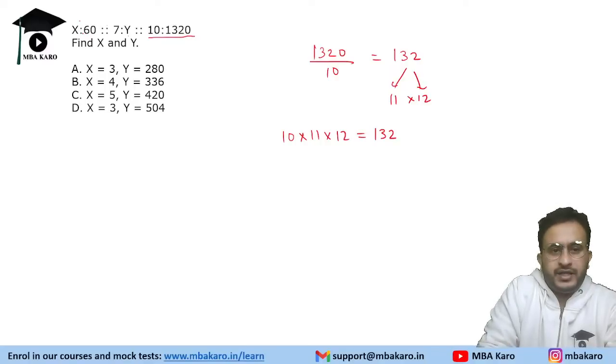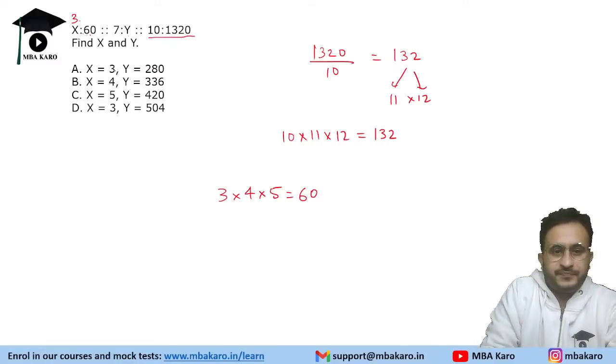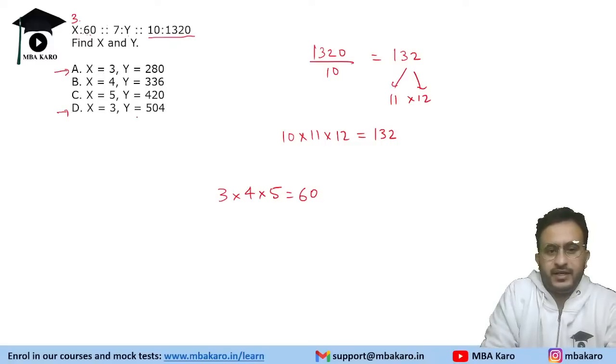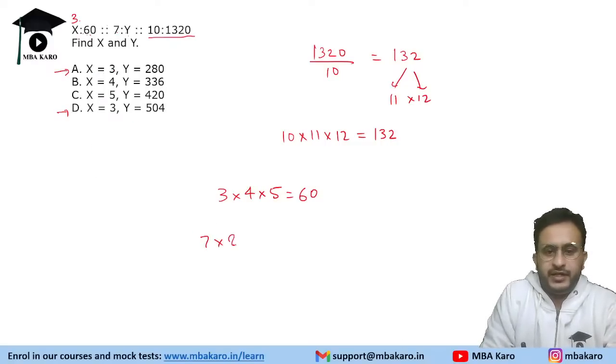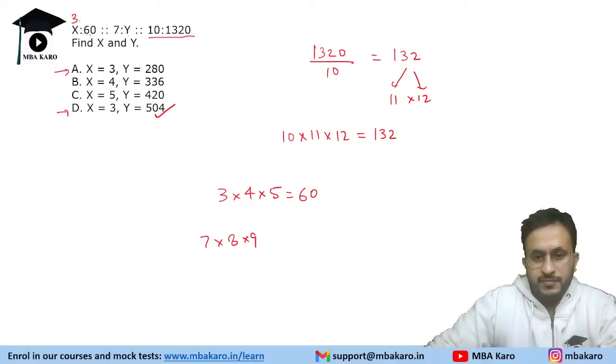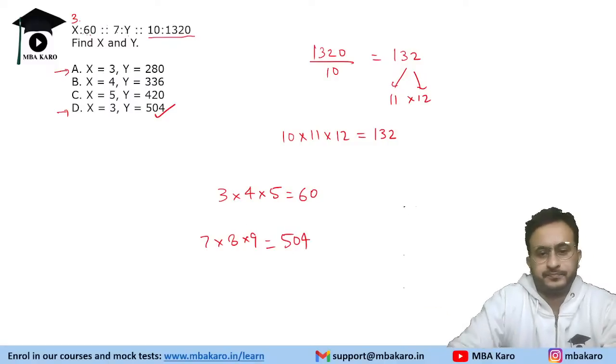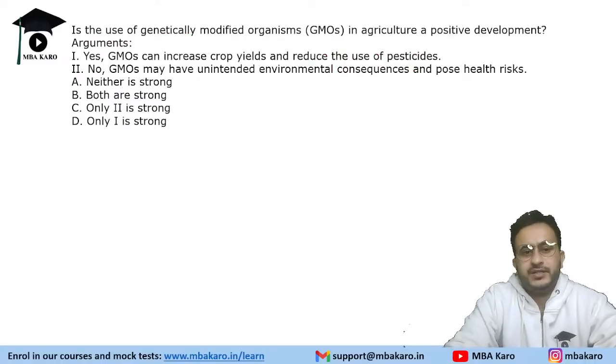Now if you see x as 360, 3 into 4 into 5 is 60. So can we have x as 3? Yes, then x is 3, and there are two options for y. So y should be 7 into 8 into 9, which is 504. It has to be three consecutive numbers multiplied, hence it becomes 504. Got it? Okay, let's proceed to the next questions.